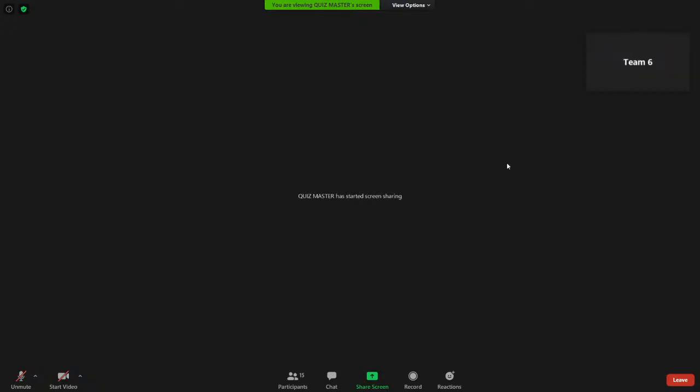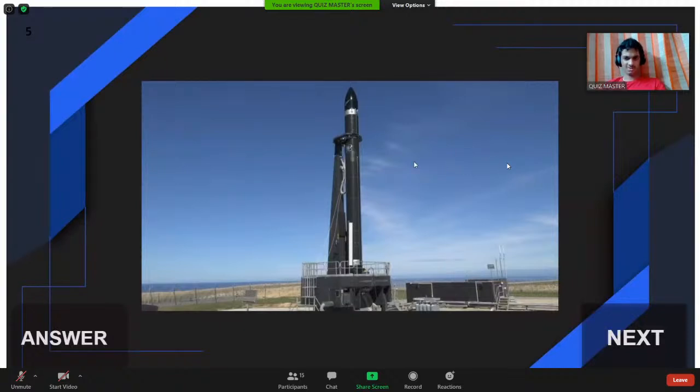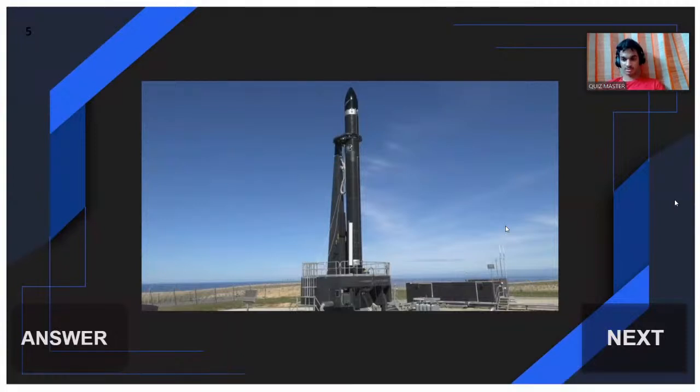The question is not visible. Oh, okay. Now this is the rocket. Okay, team 4 pounced. Team 5 pounced. Okay, I'm closing pounce. I don't think I'm getting any more pounces. So team 1.